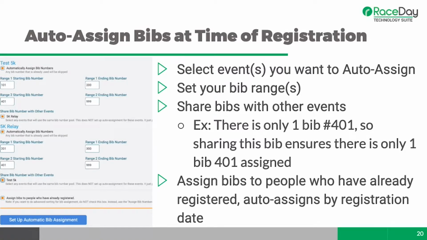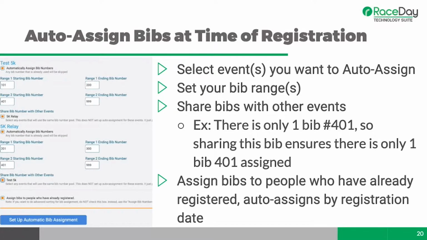Share bibs with other events. It's a really important setting. A good example is only one bib 401, so sharing this bib ensures that there's only one 401 assigned. So if you have a 5K and a 10K and you're sharing the bib pools between the two, that's when you want to use that setting.